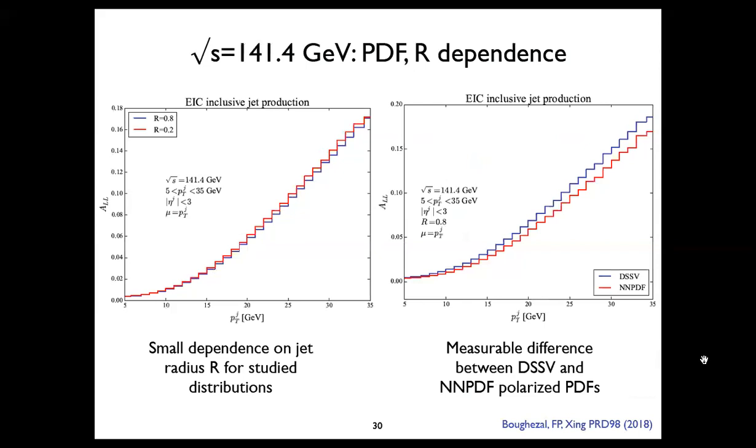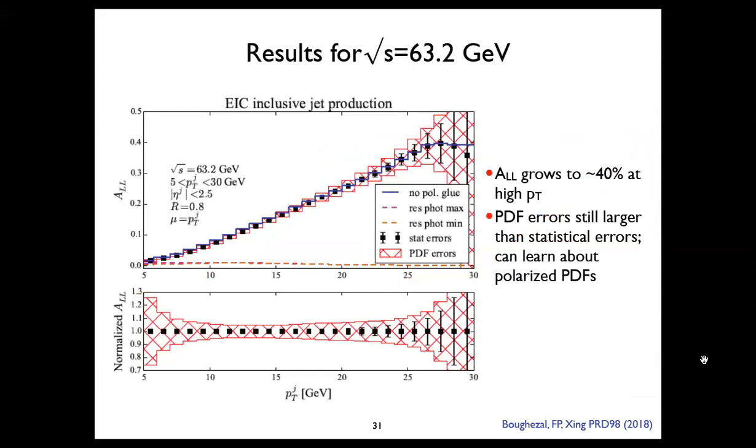Okay, let me go on. I think this is my final plot. Actually, maybe my second to final plot. These are results for one of the lower values of square root of S. Same format as the previous plot. You have an asymmetry that grows to roughly 40% at high PT jet. Again, the PDF errors are still larger than the statistical errors, so you can learn a lot about polarized PDFs at this energy as well.